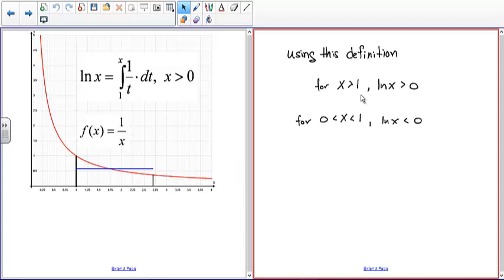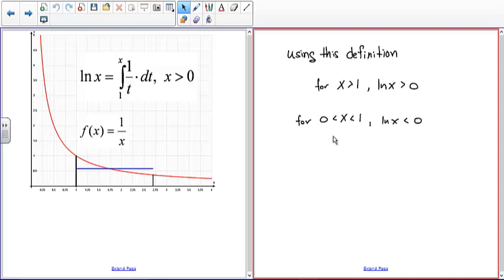And from this definition, you can also see that if x is greater than 1, then you're going to have a positive area because the upper limit is going to be greater than the lower limit. And so with the function above the x-axis and the upper limit being greater than the lower limit, you should end up with a positive area. So the natural log is greater than 0 for x greater than 1. For x equals 1, the natural log is 0.